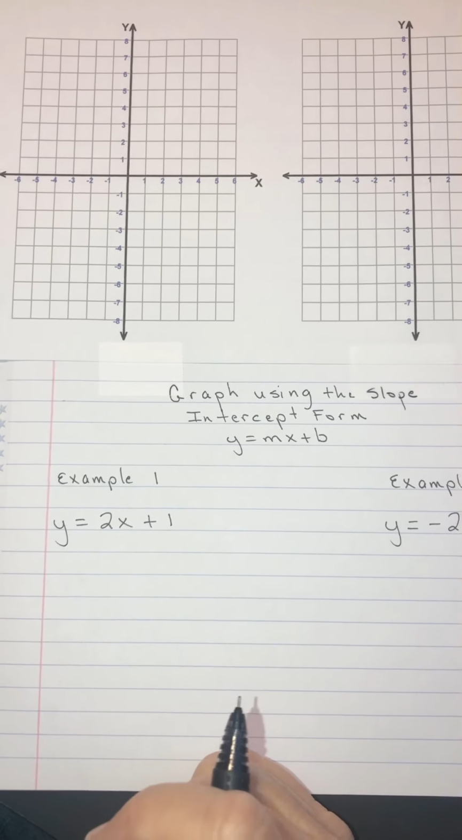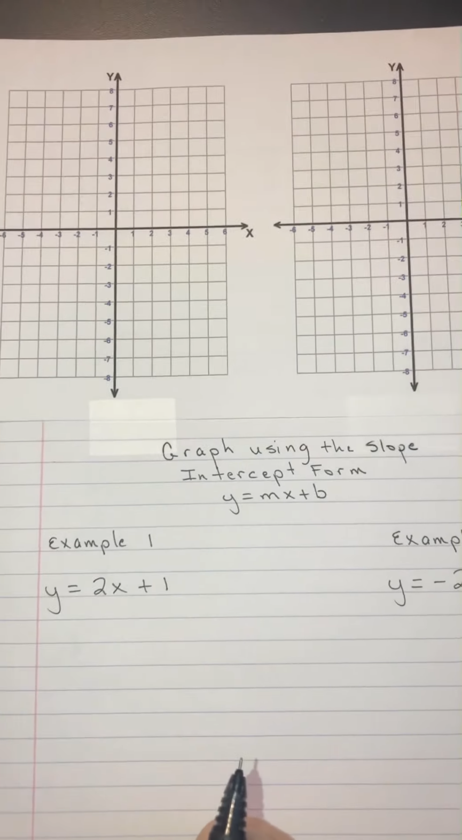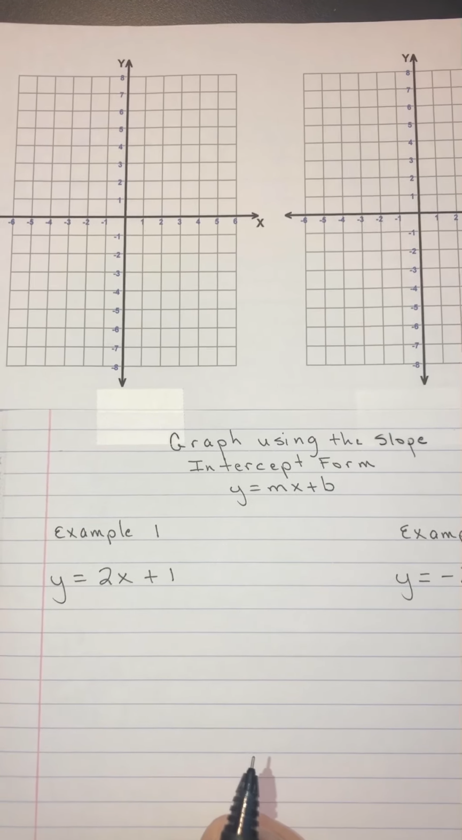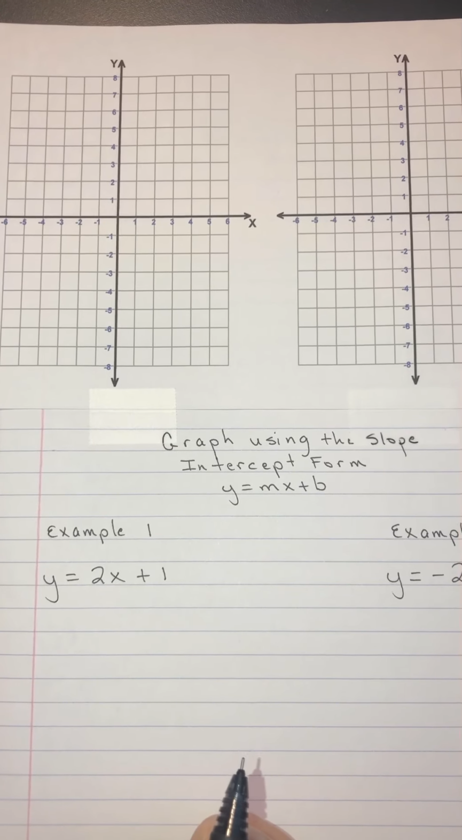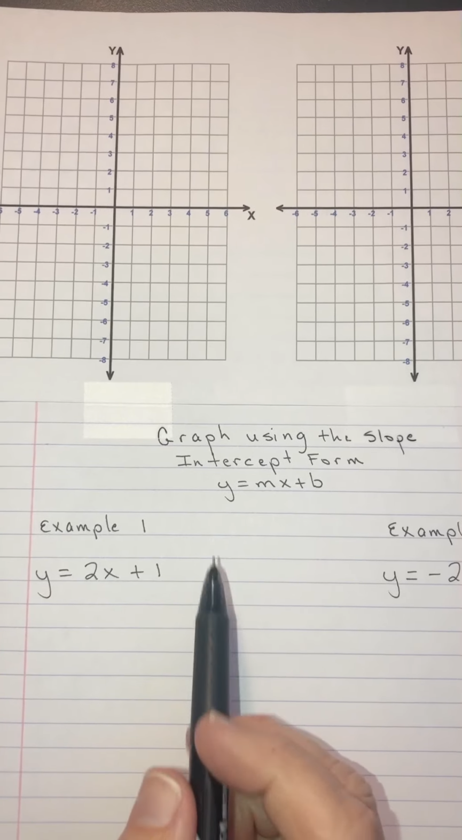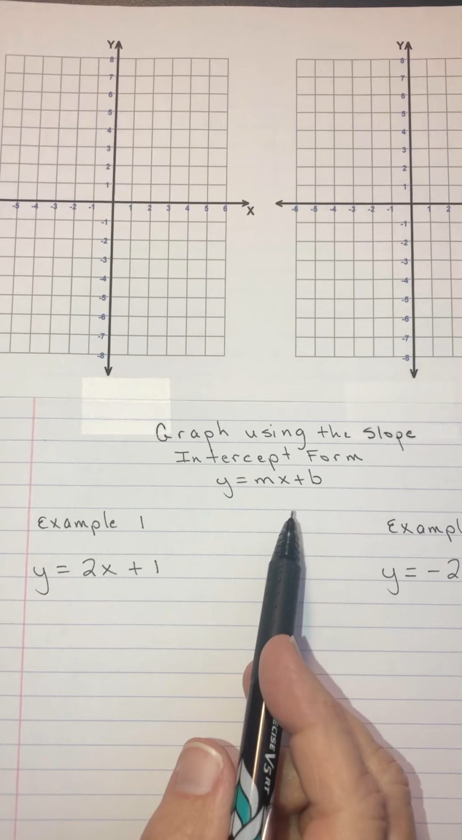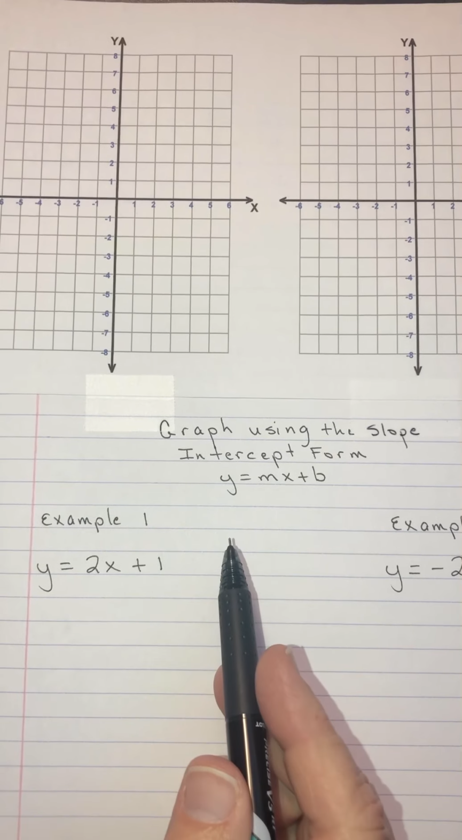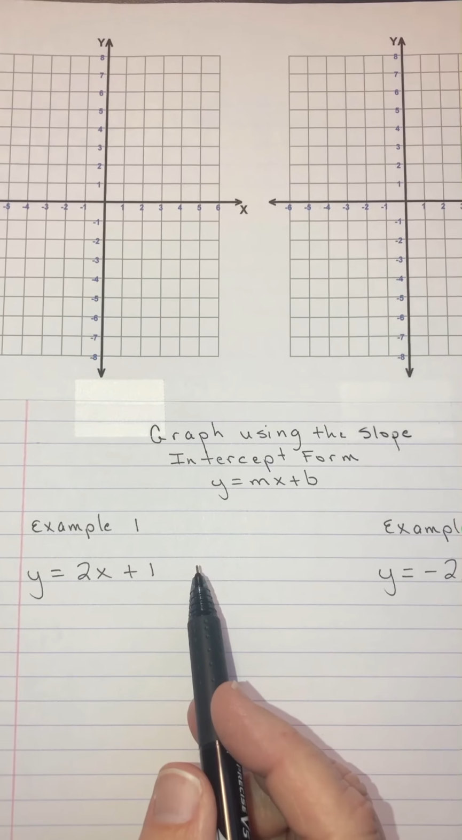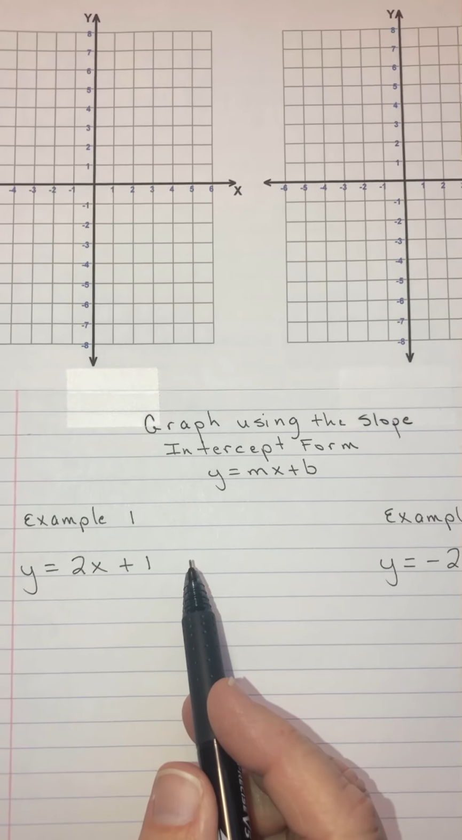Happy Monday. Today we are going to review graphing using the slope-intercept form. And remember that form is always y = mx + b. We did this in class and now we're going to review it again to make sure we remember the concept.